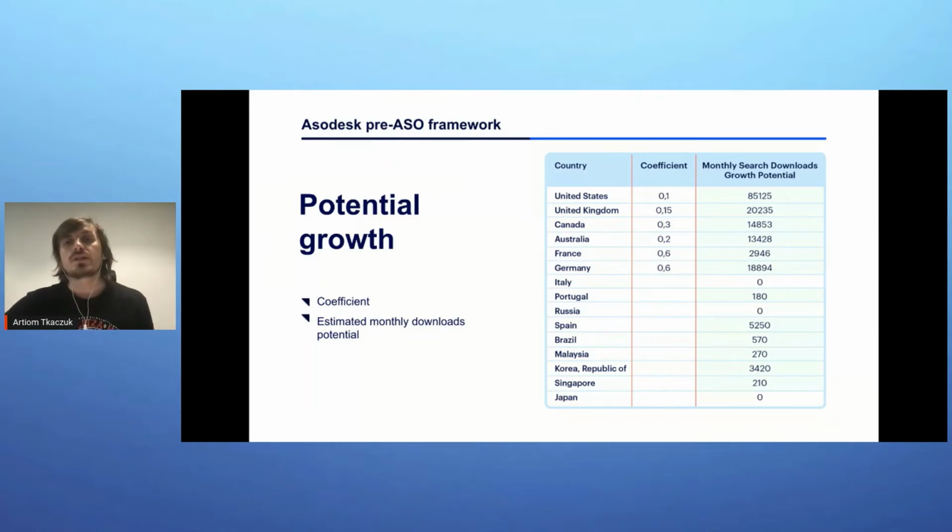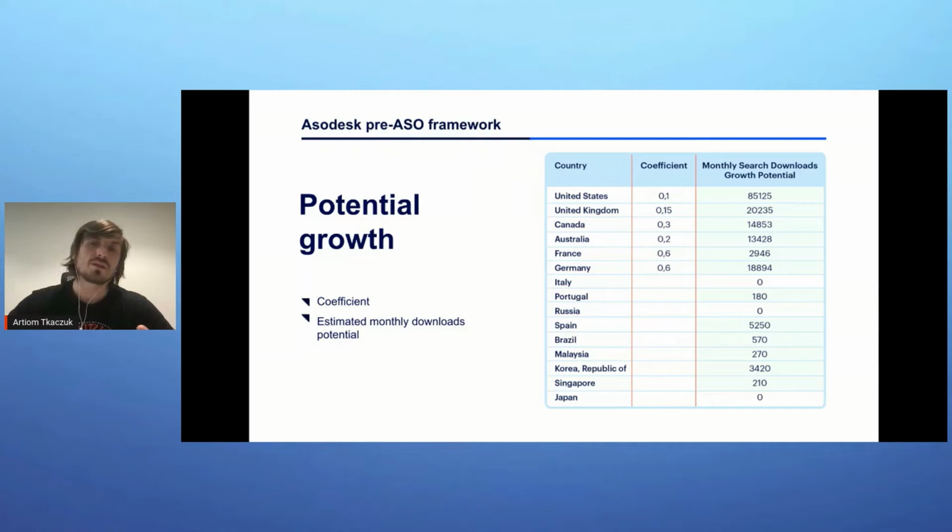60% of installations on those markets from the monthly search downloads growth potential, which is not the total number, but the number, as I've said, of the highest number of installations which our competitor is getting on the market, from which we subtract the number of installations our application is getting. And this coefficient might be changed in the course of the marketing campaigns.